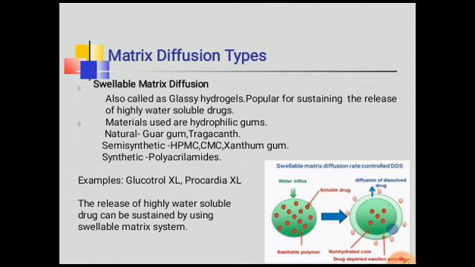It is popular for sustaining the release of highly water soluble drugs. Some drugs are very easily soluble in water, which comes under class 1, highly soluble in nature. For that type of drug we have to sustain the release, delaying or prolonging the rate of drug delivery. In that case we can use this soluble matrix diffusion system.